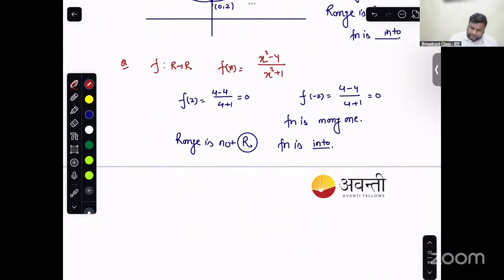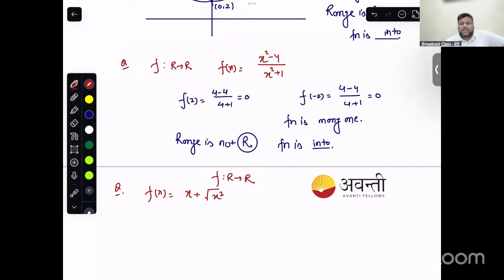Next question. Say f(x) equals x plus root x. F is defined from R to R. Root x square. f(x) is x plus under root of x square. Tell me, is it 1-1, many one, onto or into, whatever it is?